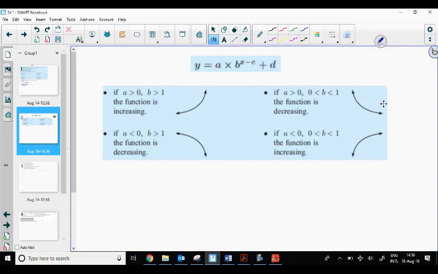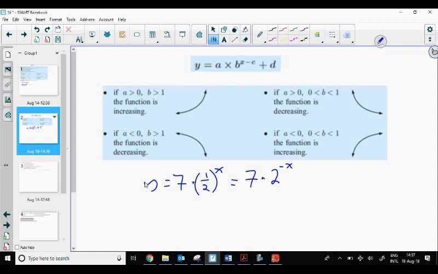One more word that I want to say about these before we move on is just to be on the lookout for other ways that these functions could be written out. So for example, if I had a function that said y equals 7 times 1/2 to the x, that's the same as 7 times 2 to the negative x, right?